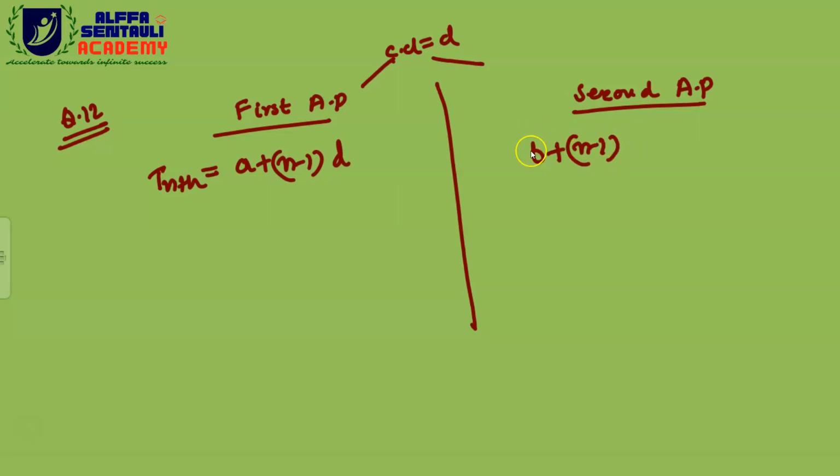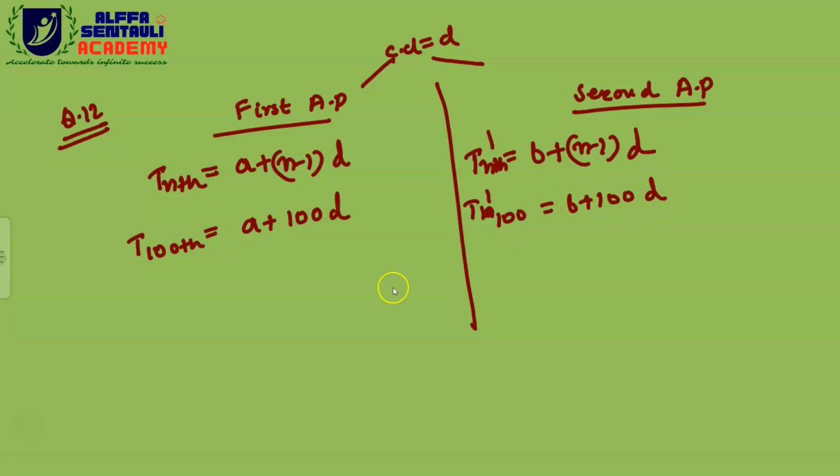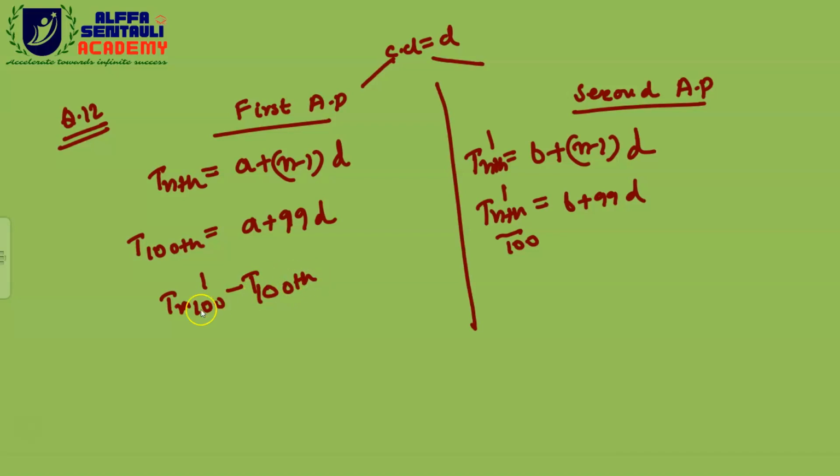For the second AP, take the first term as B, so the nth term is different. Now see the difference of the two. If the 100th term of the first AP is T100, it is a plus 99d; for the second AP, T100 dash is b plus 99d. They have given this 100th term dash minus the 100th term, and this is equal to 100.